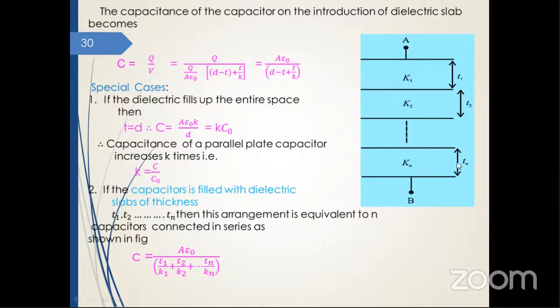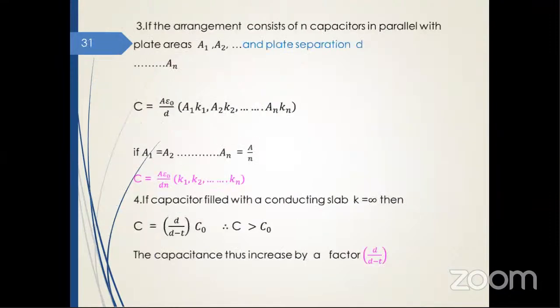T1, T2 up to Tn, then this equation becomes C is equal to A epsilon naught, T1 divided by K1 plus up to n number, that is Tn divided by Kn. In this way, we see the equation when we introduce the dielectric slab in the given plates.